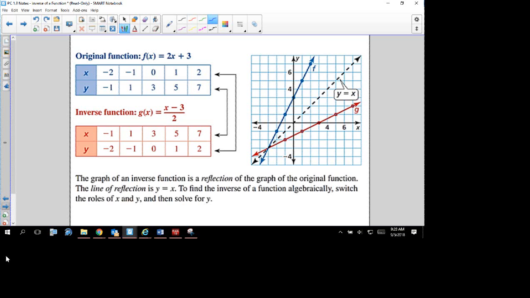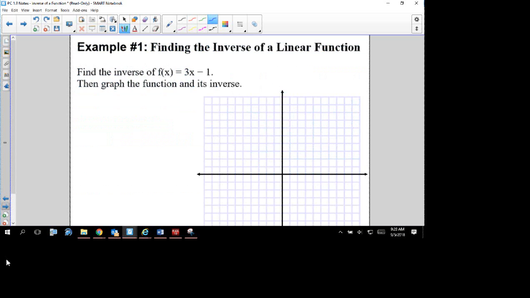You can see with the slope of 2 and the slope of 1/2, they reflect over the y equals x line. That's all just visual, just showing you the same stuff we just talked about. So now let's do it for you. You're going to do this for your assignment. Find the inverse of f of x equals 3x minus 1, and then we're going to graph the function and get marks.